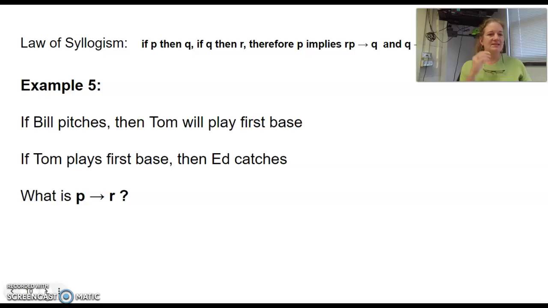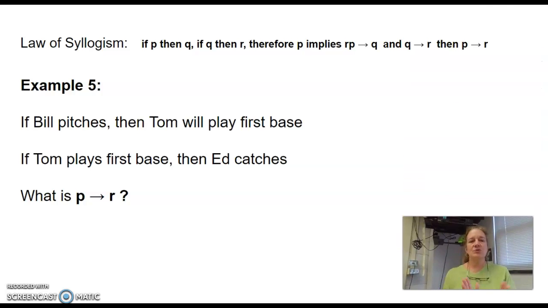Last thing we're going to look at is the law of syllogism, and I actually really like this. You guys have been practicing with your PQ statements. So if P, then Q. That's the first statement, my conditional statement. If Q, then R. There are two starting statements.